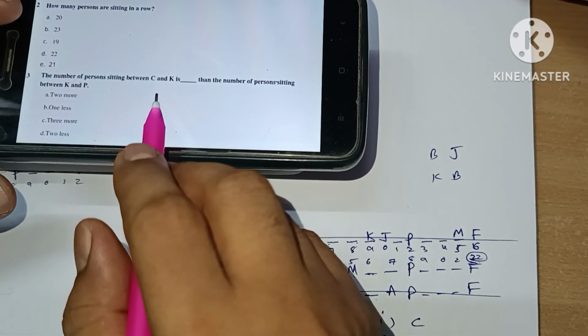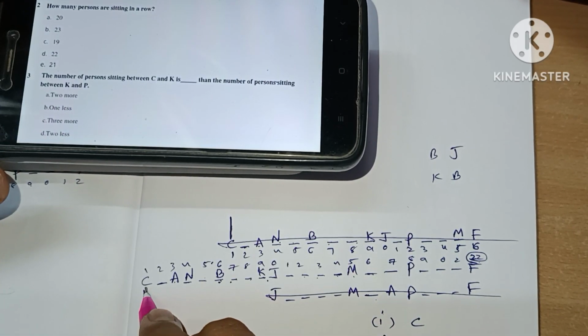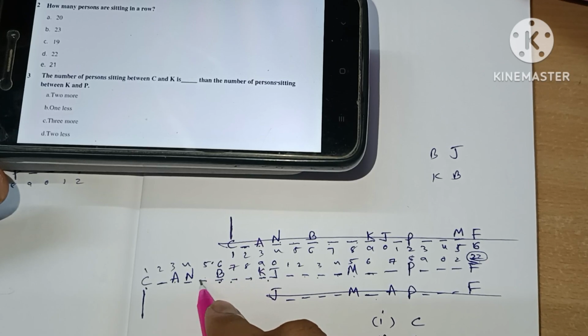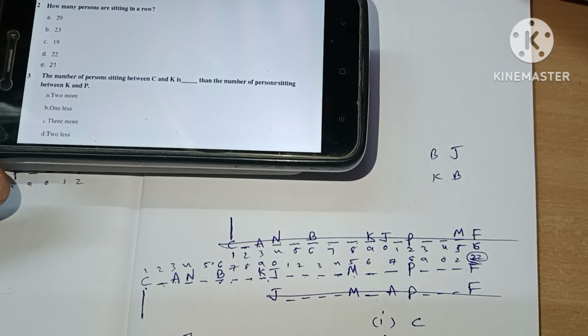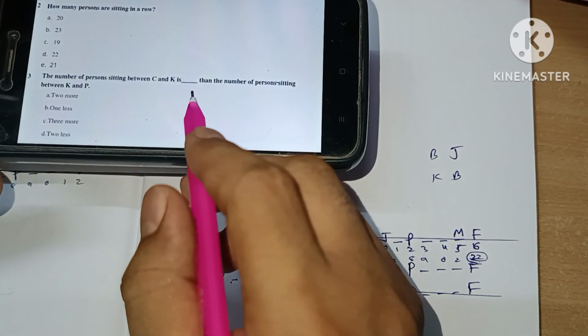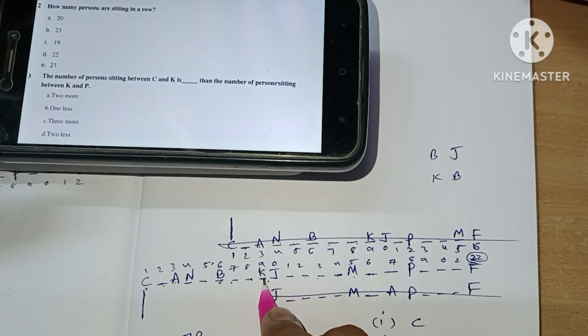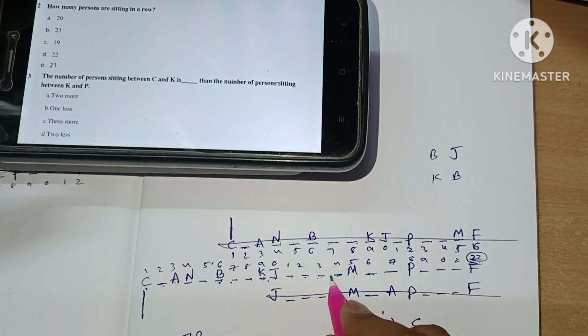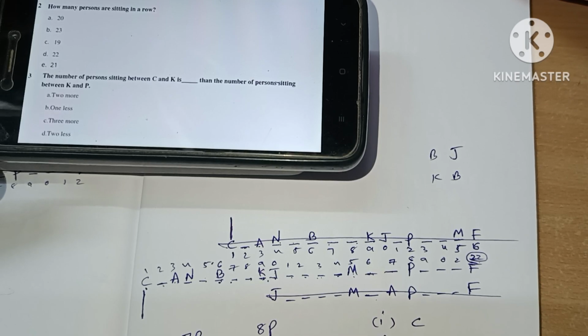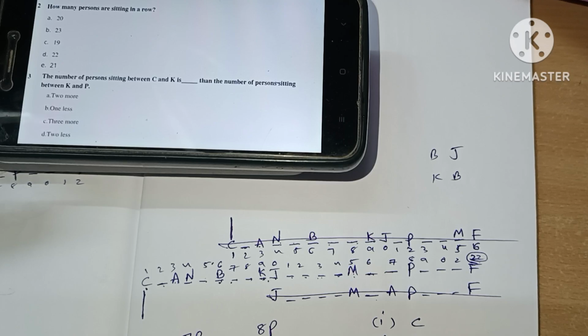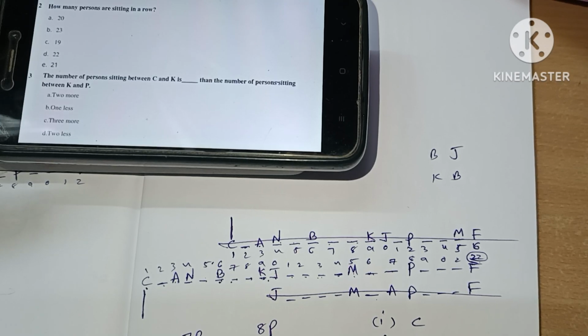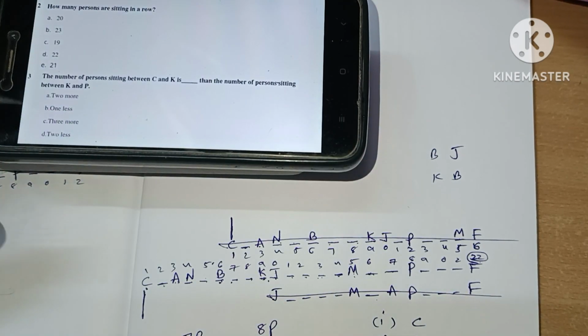Next one, the number of persons sitting between C and K. This is C and this is K. 1, 2, 3, 4, 5, 6, 7 people. 7 people sitting between C and K is dash. Then the number of persons sitting between K and P. K is here. 1, 2, 3, 4, 5, 6, 7, 8. 8 people. So our answer will be 1 less. Option B, 1 less than the persons sitting between K and P.